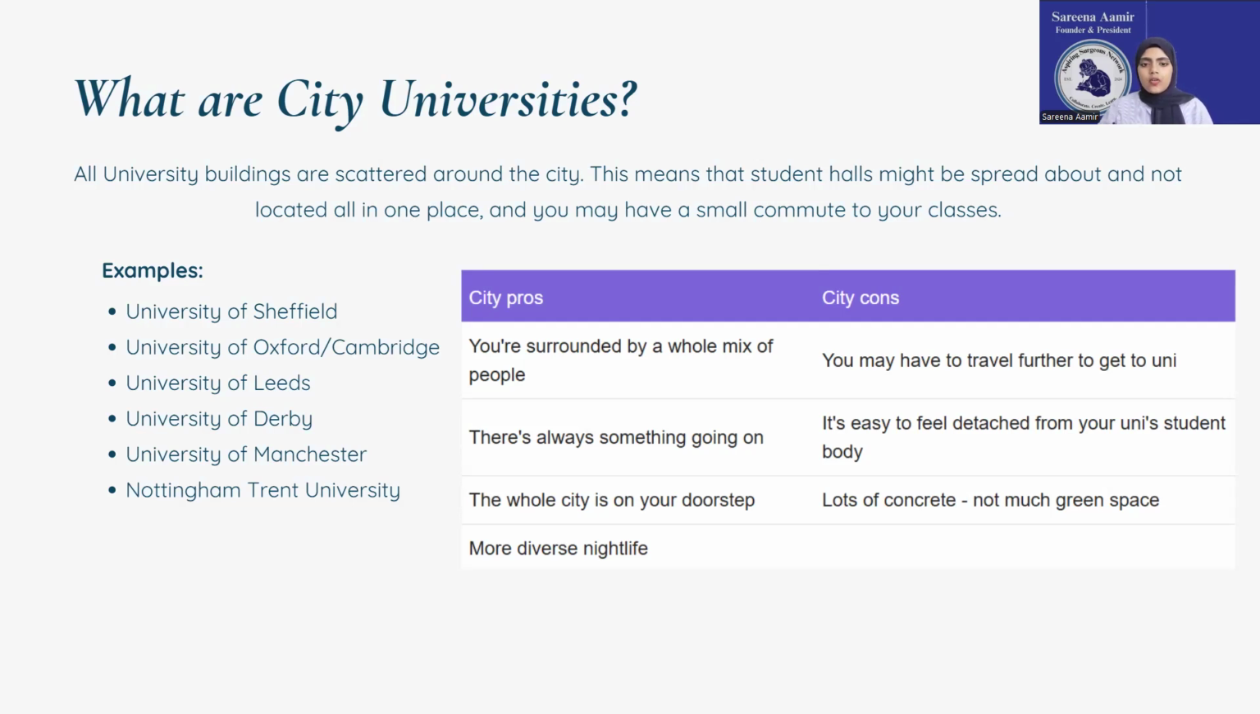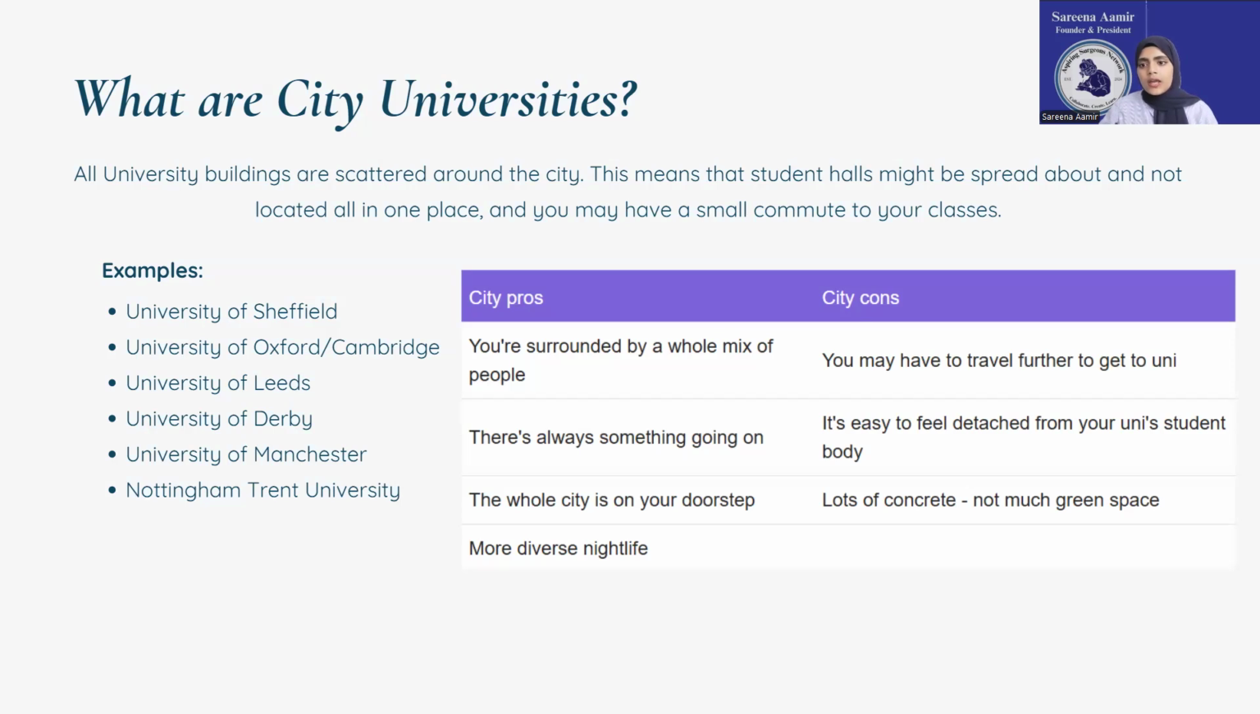And obviously, there's going to be a more diverse nightlife because you will be more familiar with the place, so you can decide which bar you want to go to, which restaurant you want to go to. So it's a more sociable experience if you choose a city university.